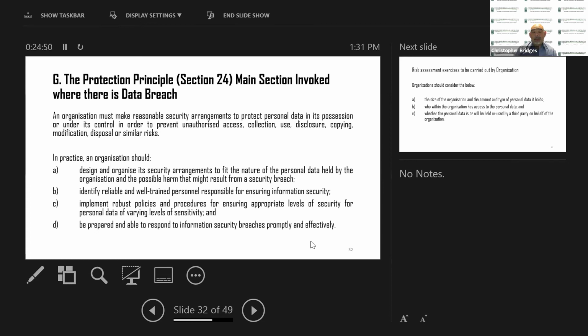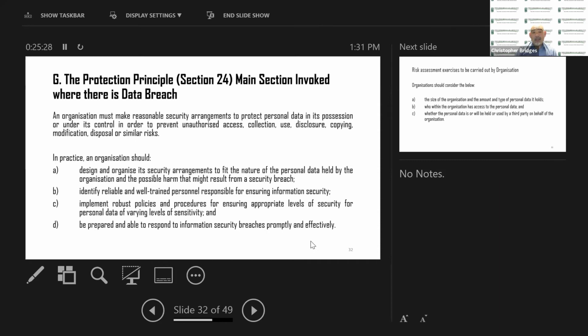The general protection principle is the main section invoked when there's a data breach. So this is the one that imposes on all organizations collecting, using, or dealing with personal data. Any organization that's doing business in Singapore, as you have seen earlier in the slide, it may be an individual, it may be a business, it may be a corporation, an individual, private limited company. It imposes a duty on the organization to take reasonable security arrangements. So the question is, what is reasonable security arrangements?